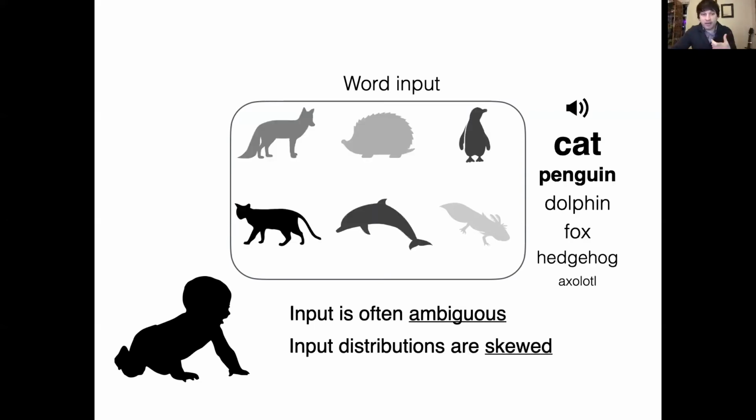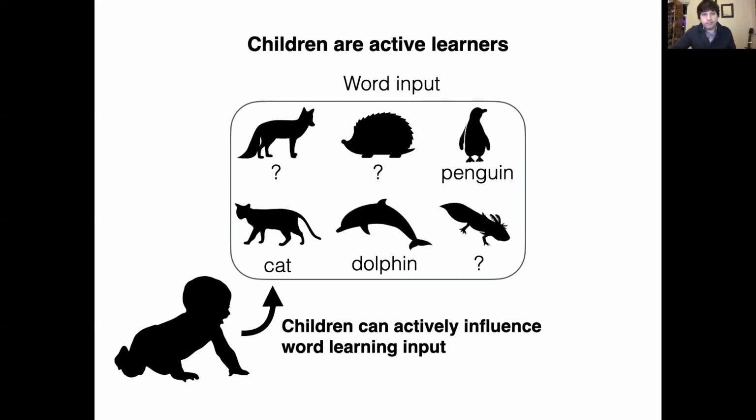Another challenge is that words follow skewed distributions in the environment, with some words heard far more frequently than others. That means that children might have fewer opportunities to hear rare words like axolotl. In this talk, I'm going to focus on how active learning, kids' ability to actively sample from their environment, may help them solve some of these challenges.